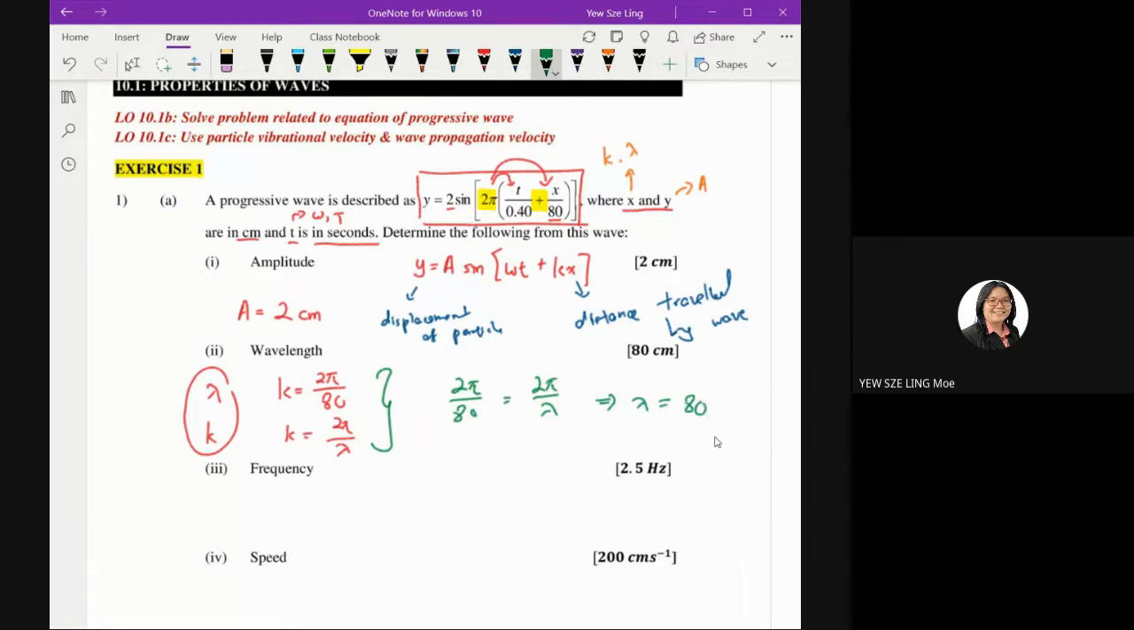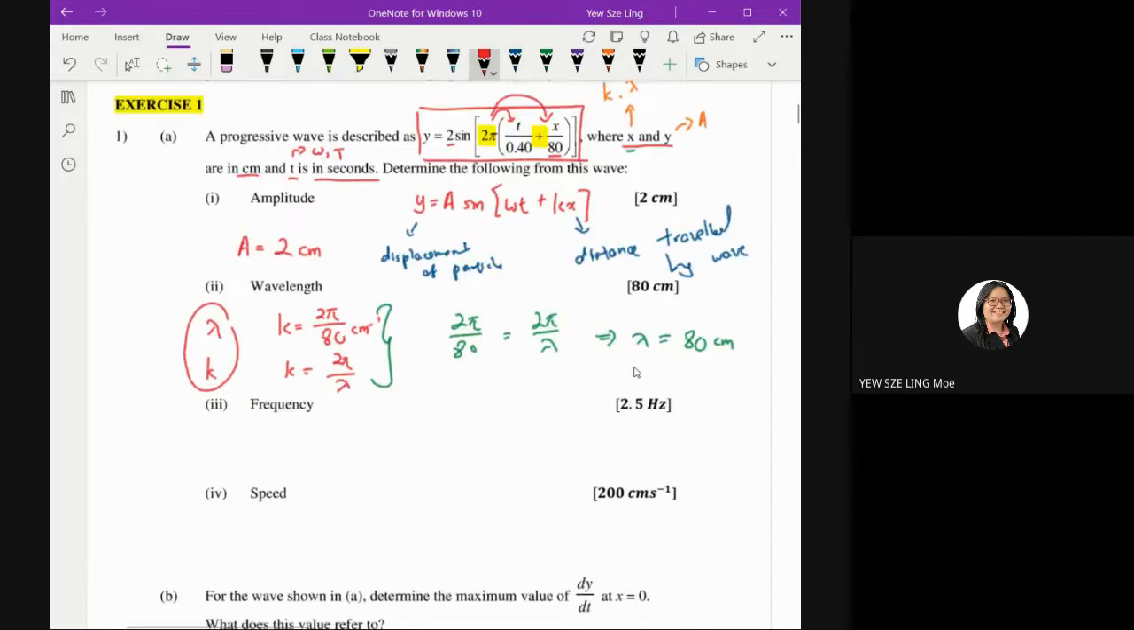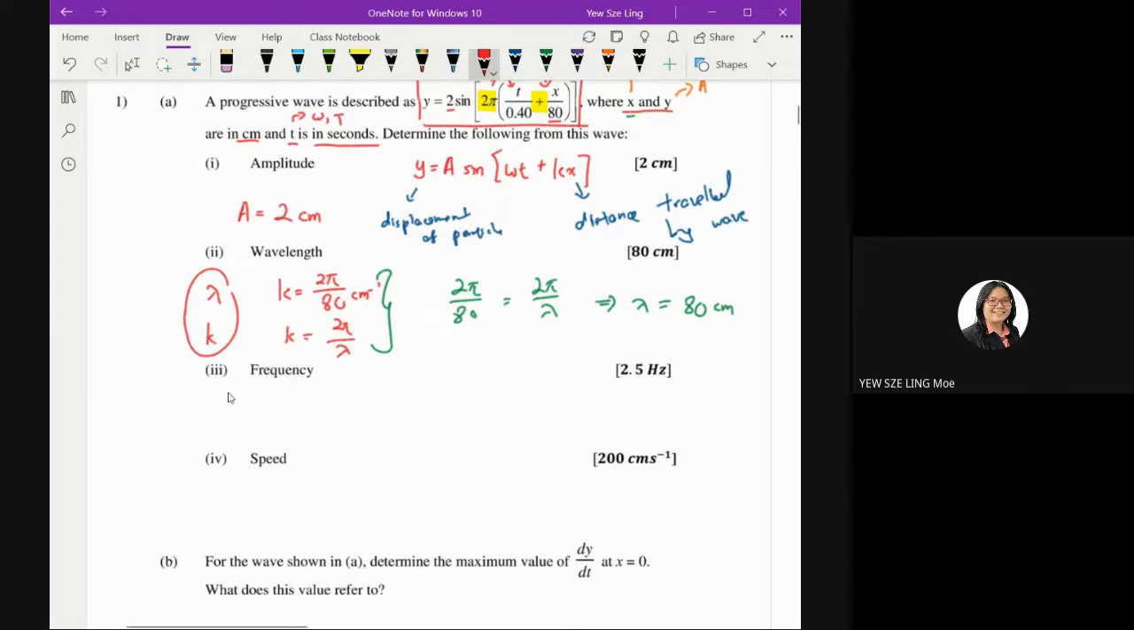So what is the unit? Again, you look at the unit for x. x is in cm. Therefore, lambda should be in cm. Just now I said k is equal to 2 pi over 80. So what is the unit? The unit for k is also cm, but with a power of -1, so cm^-1. That is the unit for k. Lambda is in cm, so lambda equals 80 cm. So that is your question number 2.